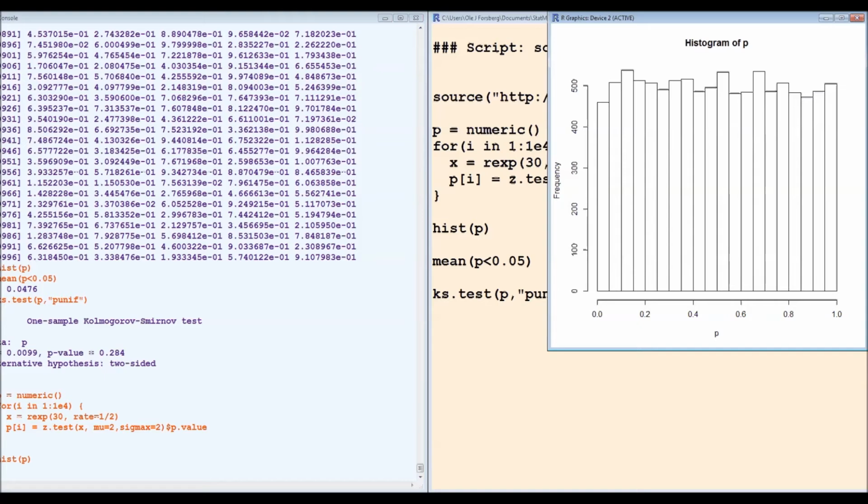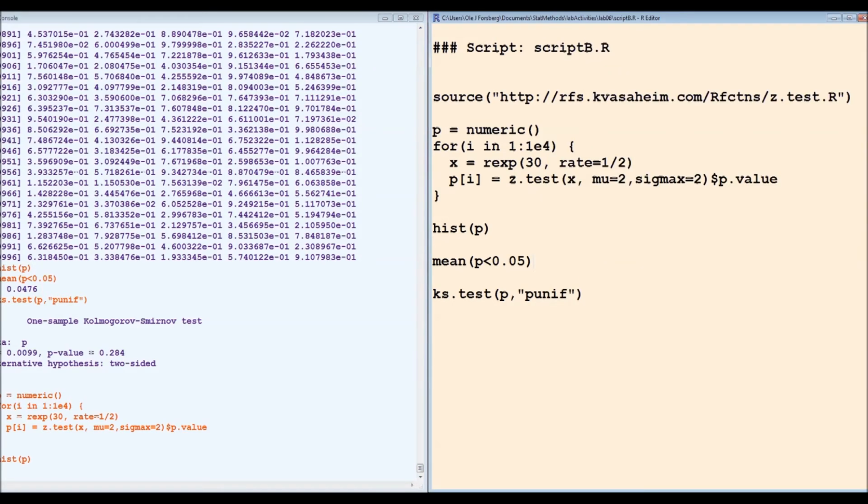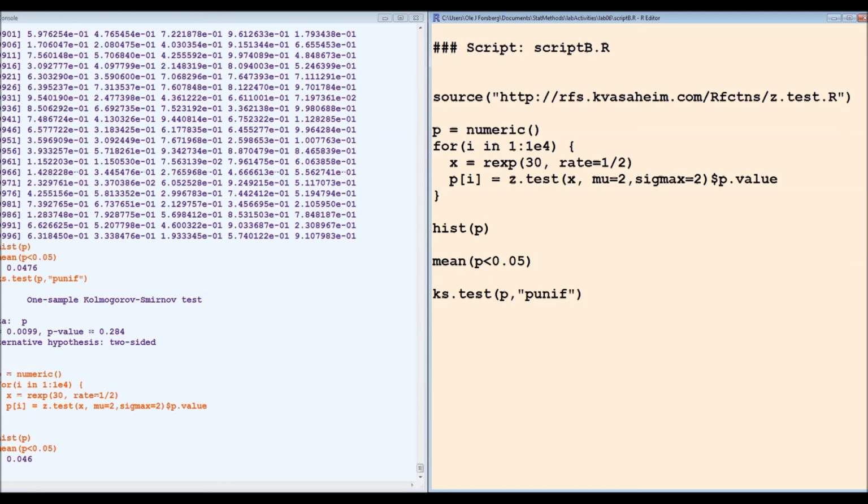Again, 10,000 iterations, so it's not going to be easy to determine a pattern. Could be that this first bar is a little too low. I don't know, it could be due to the variation. We can calculate the observed rejection rate. It's 0.046. This is, again, 10,000, which is 100 to the power of 2, so we round to 2 places, 0.05.